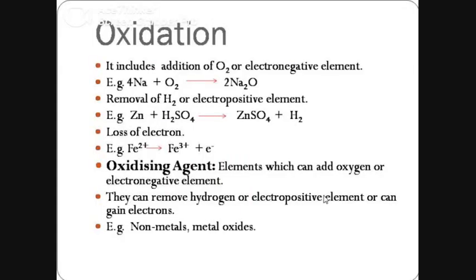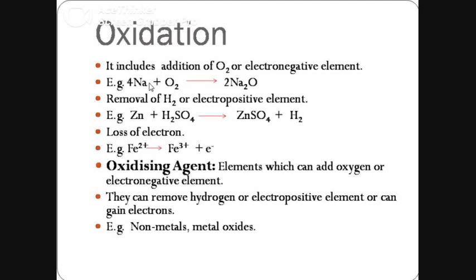Yes children, let us study oxidation in detail. Oxidation includes addition of oxygen or electronegative element. I had already discussed electronegative element. Let me tell you once again, those elements which can easily gain electrons to form an ion. We can take the example of non-metals for your level to understand the concept in a better way.